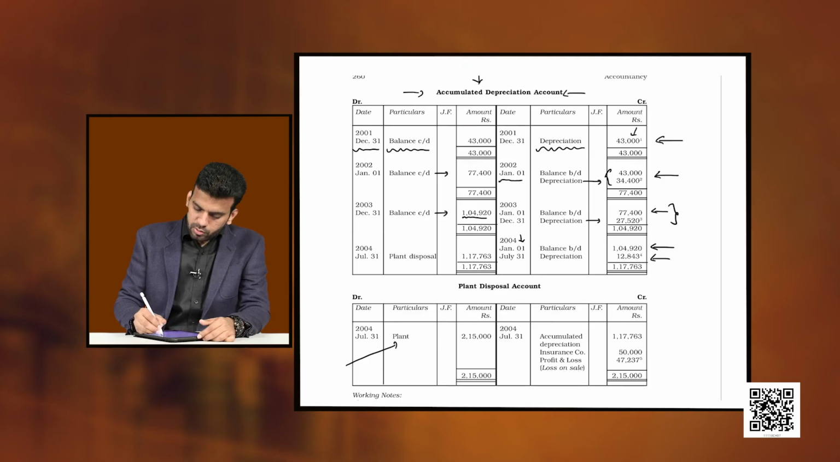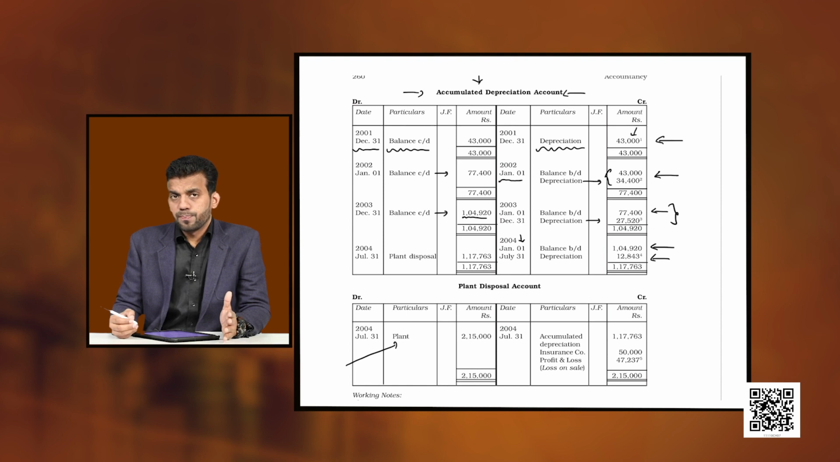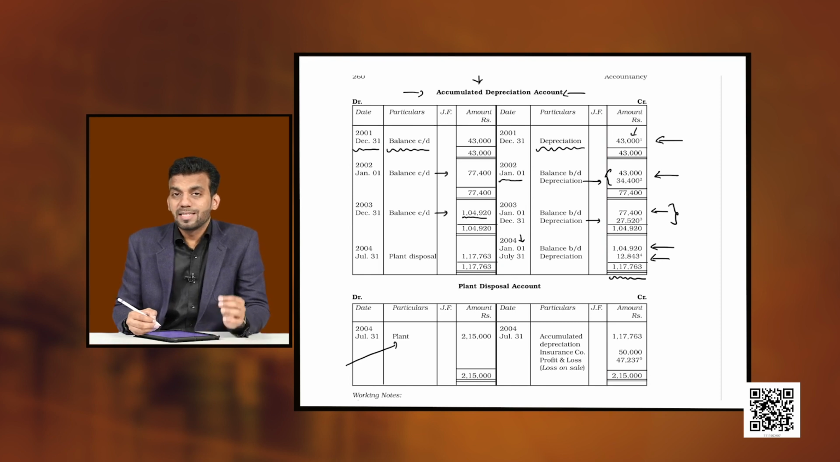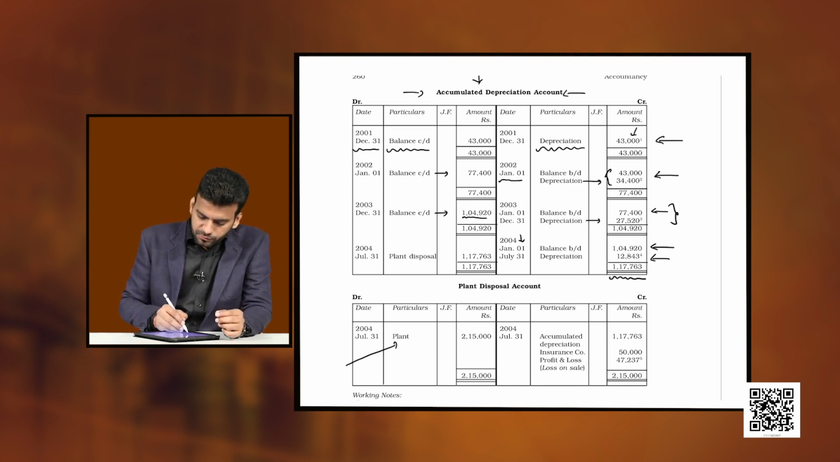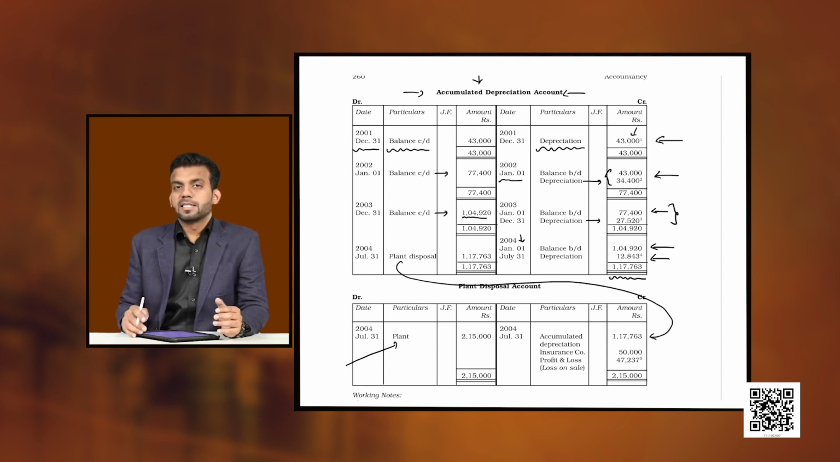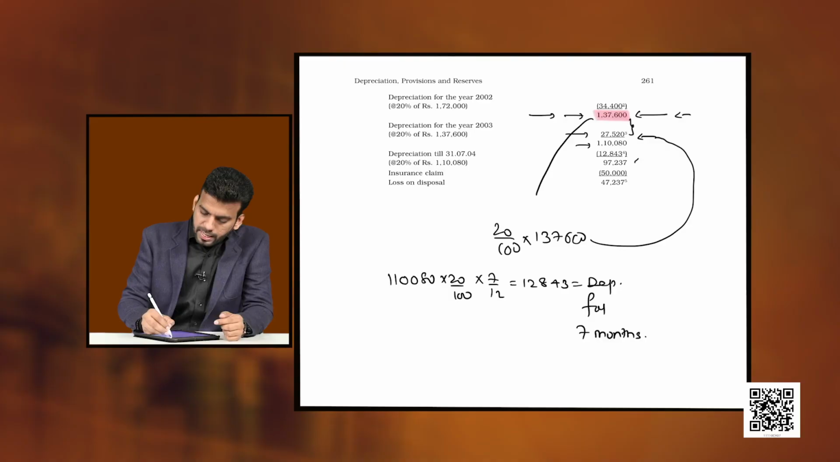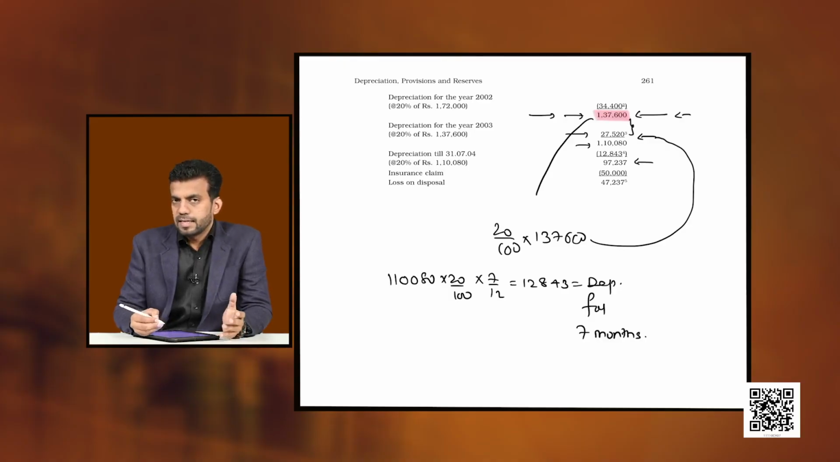Now I am going to charge this 12,843 to the accumulated depreciation account. And when I add these two figures, it gives me 1,17,763. It is to be transferred to the asset disposal account to bring that disposed machine to the right value. Okay, students? So, when this 2,15,000 is reduced to 97,237.